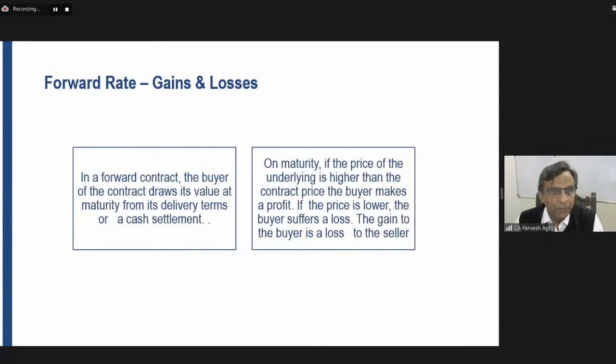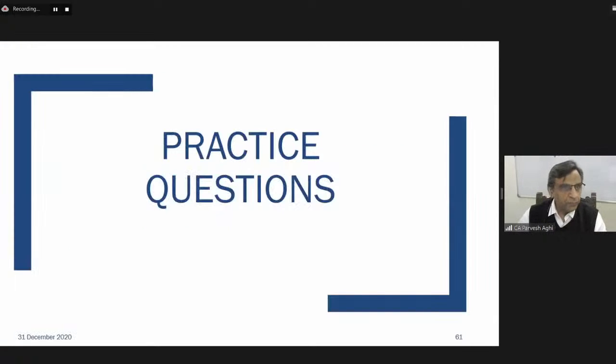On maturity, if the price of the underlying is higher than the contract price, the buyer makes a profit. If the price is lower, the buyer suffers a loss. The gain to the buyer is a loss to the seller. Somebody gains, somebody loses. So now we'll be doing one question and then followed by the MCQ.